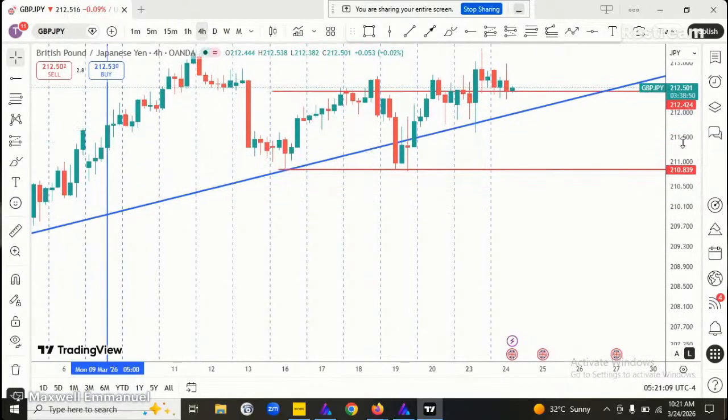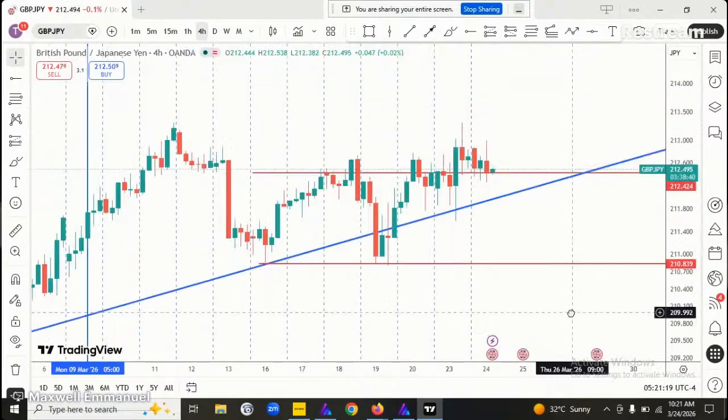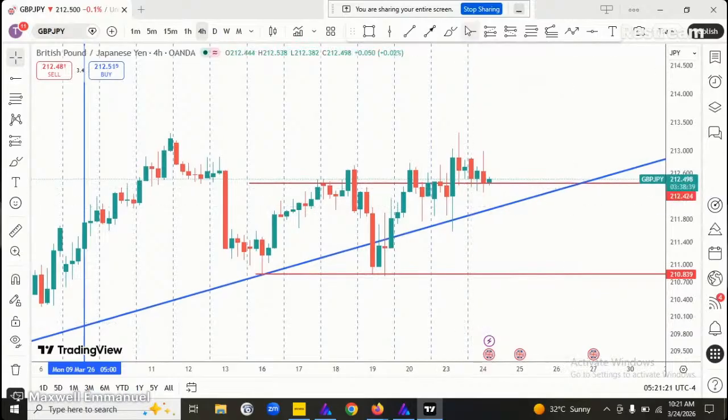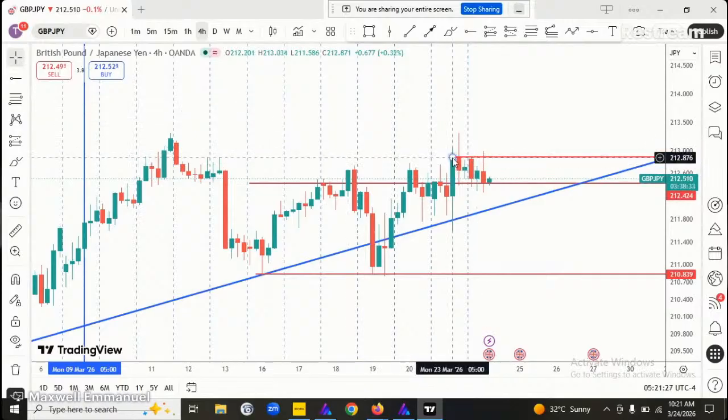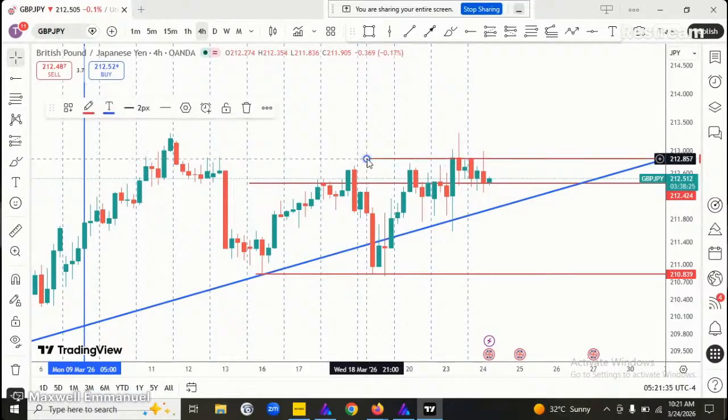I would love to see GBP/JPY sweep these lows, these lows, these lows. That's my expectation on GBP/JPY. But if GBP/JPY closes above this resistance, if the 4-hour is above this resistance, then we should expect more buys.